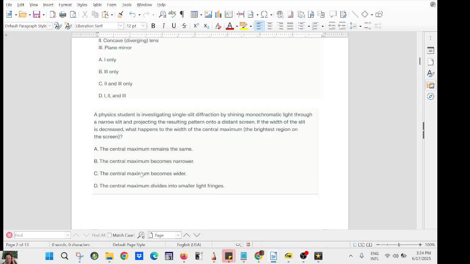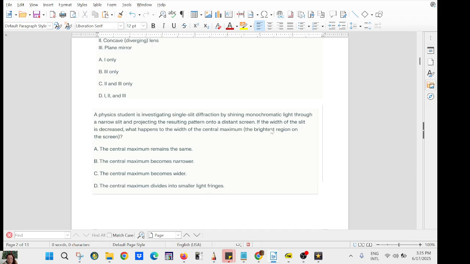So for this one, you can pause the video and try to answer the question. It's a single slit diffraction. That takes you to the wave property of light. Any wave can diffract when it goes through an opening, which means it bends around the corner. It's true for sound, water, and light.